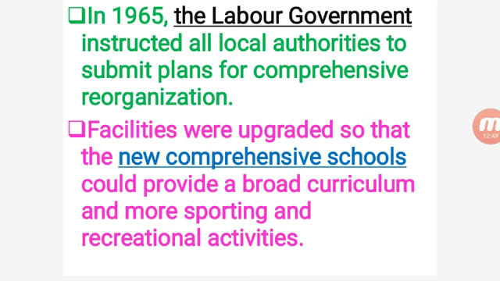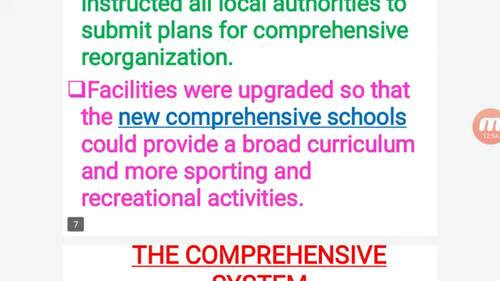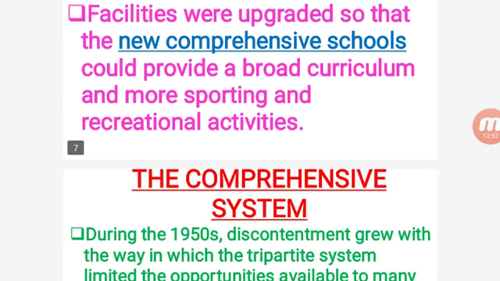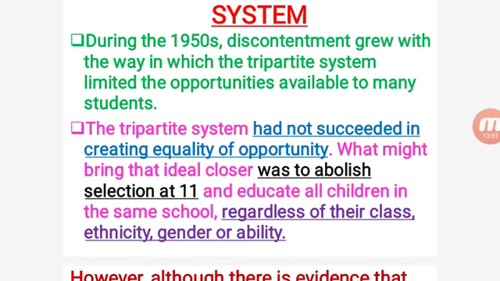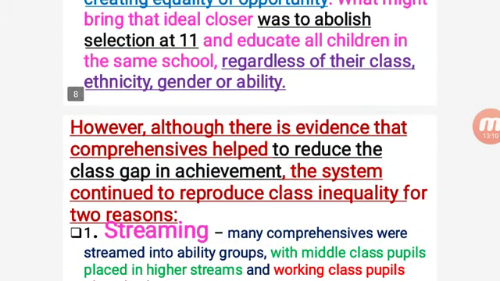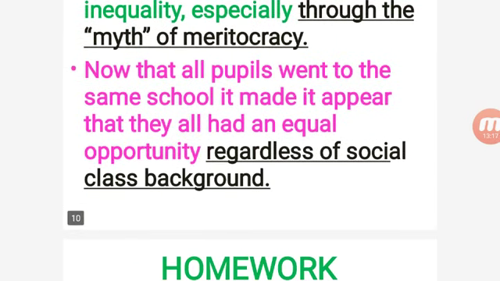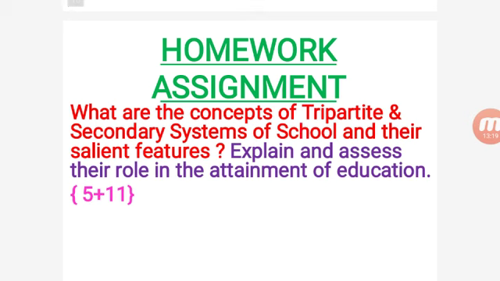Then the Labour government in 1965 introduced the comprehensive schools. All schools are the same, and they provide a broad curriculum and more sporting and recreational activities. Then they abolished selection at 11 and introduced the curriculum regardless of class, ethnicity, gender, and ability. However, although there is evidence that there is still discrimination through streaming and labeling, we discussed that in detail. Now, today is the homework assignment.